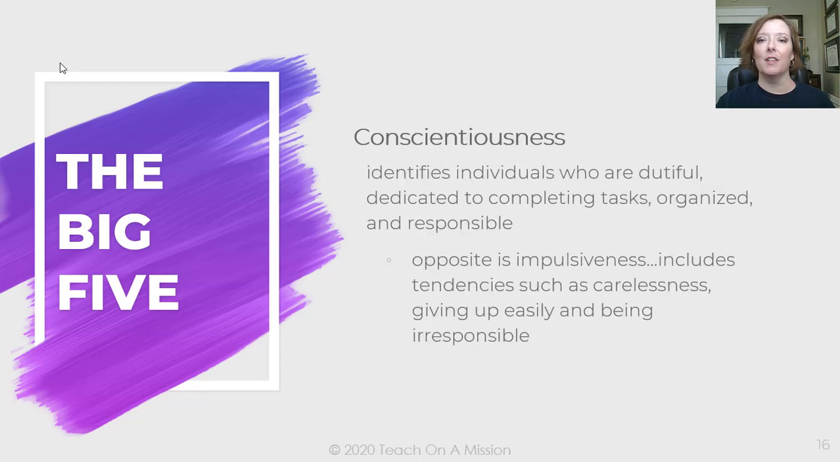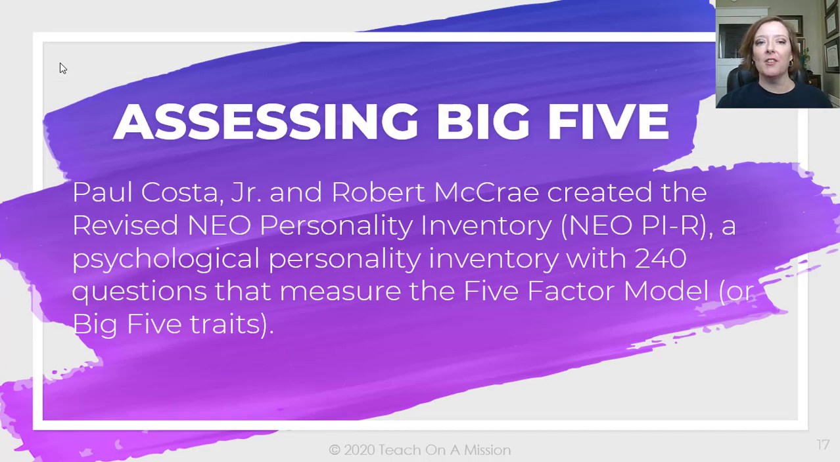The last of the Big Five is conscientiousness. This identifies individuals who are dutiful, dedicated to completing tasks, organized, and responsible. So the opposite is impulsiveness, which includes tendencies such as carelessness, giving up easily, and being irresponsible. When we're talking about assessing the Big Five, you have to first talk about Costa and McRae. They created the revised NEO Personality Inventory, or NEO-PI-R, a psychological personality inventory with 240 questions that measure the five-factor model, or the Big Five traits.